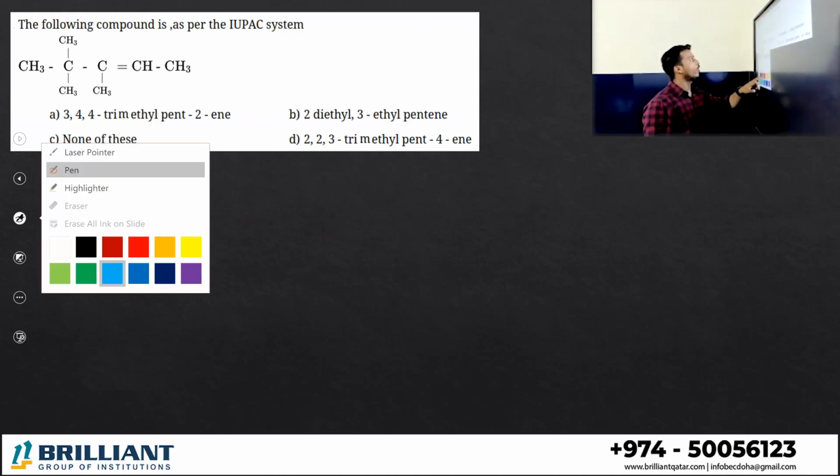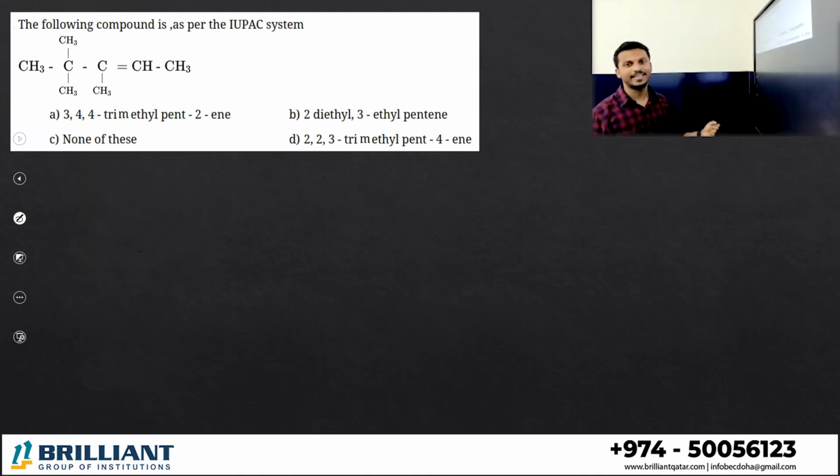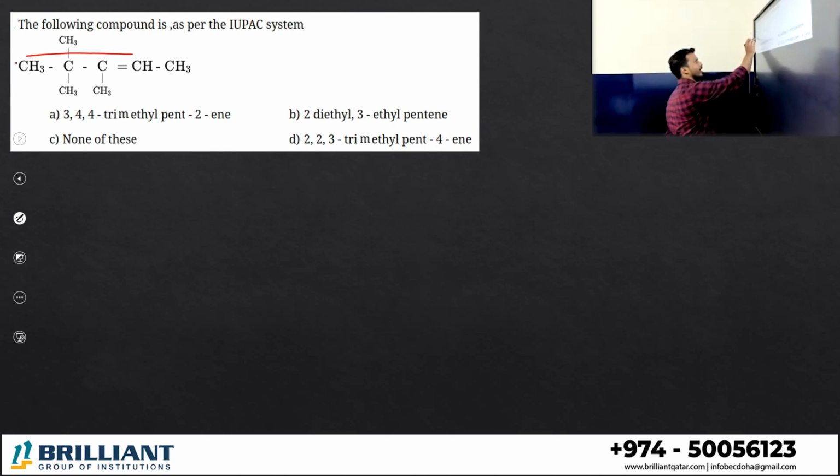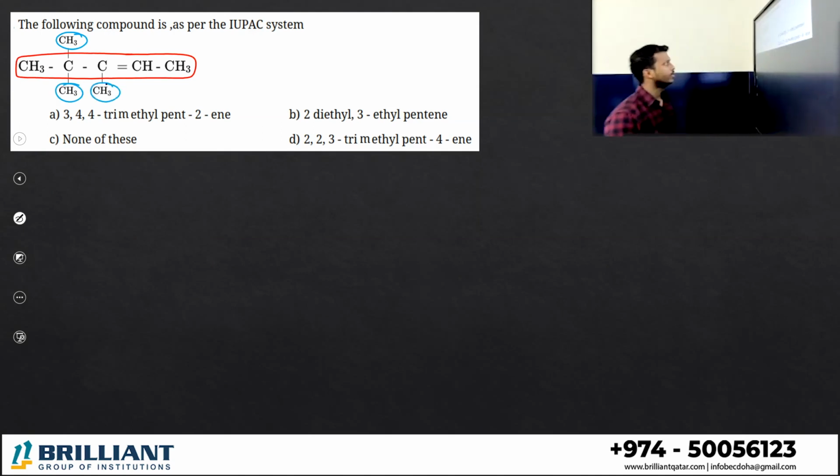Next one. The following compound, what is the IUPAC name? Okay, let me explain. Whatever the compound, if you want to write the IUPAC name, first you have to choose the long parent chain. Which is the parent chain? I think no confusion, we can take the linear one as the parent chain, right? This is your parent chain. So what are the branches you have? One methyl, one methyl, one methyl. Very careful, one double bond is there. Which is the highest priority group in this compound? Double bond. Double bond should get the least number.